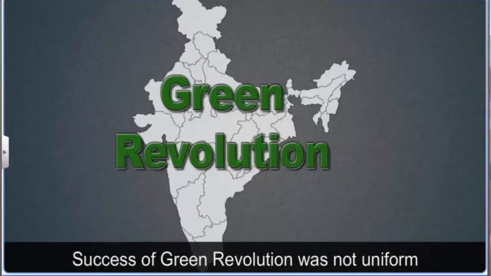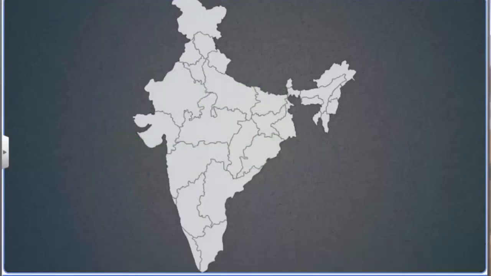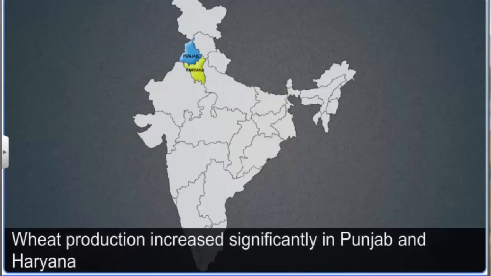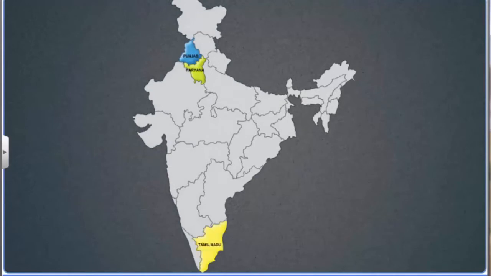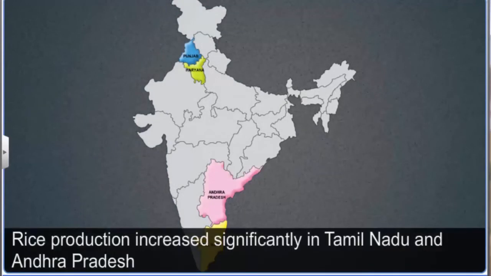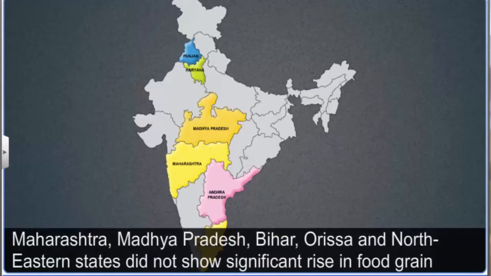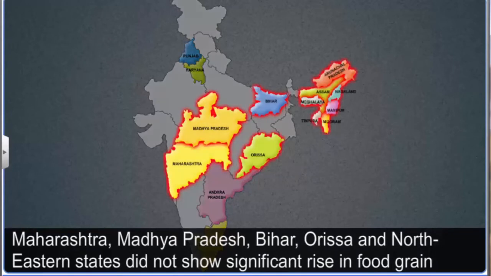In the states of Punjab and Haryana, wheat production increased by more than 4 times from 1965 to 1995. The states of Tamil Nadu and Andhra Pradesh saw a significant rise in rice production. However, the states of Maharashtra, Madhya Pradesh, Bihar, and Orissa, and the northeastern states did not show any significant rise in food grain production. This is a cause for concern in addressing the problem of food insecurity in India.